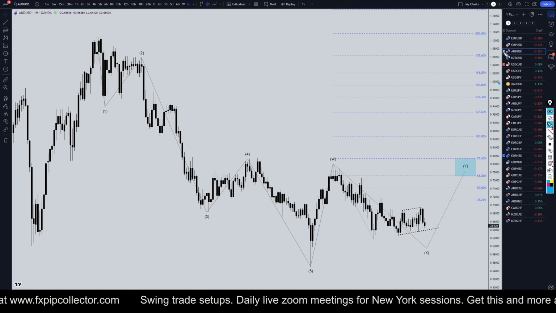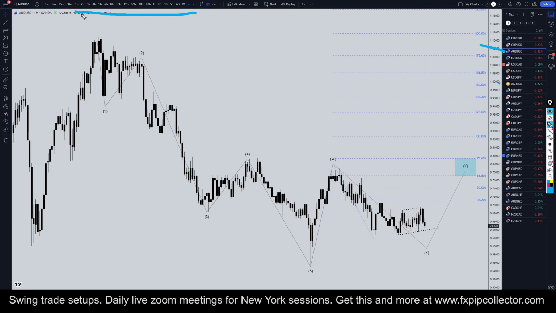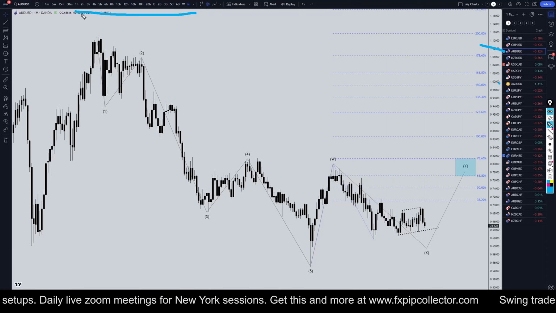I'm going to be analyzing the Aussie US dollar starting on the monthly, working my way all the way down to the 1 hour time frame for the full top down analysis.